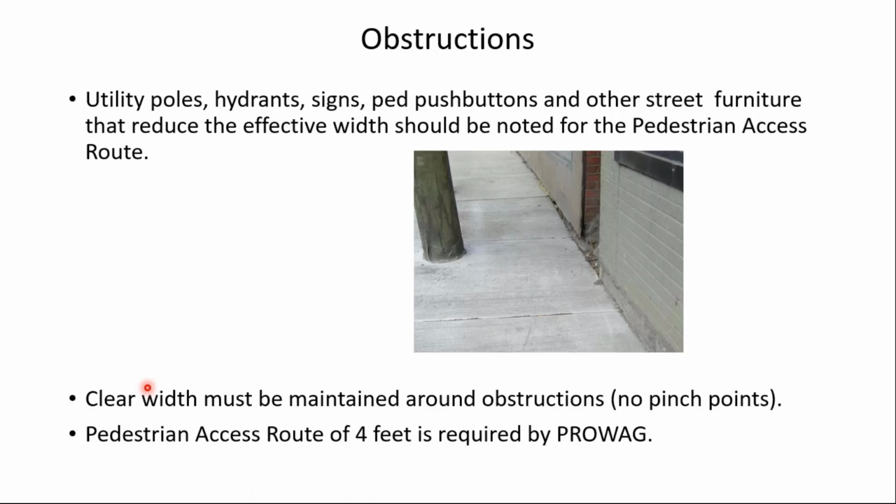Should also mention obstructions. These are the physical features like poles, hydrants, signs, pedestrian push buttons, benches, bike racks, other street furniture that can reduce the effective width of the sidewalk. And this needs to be noted, and if possible, those obstructions, of course, shouldn't be there. They should be moved or relocated. We do need to, under PROWAG, maintain clear width around obstructions. And PROWAG, of course, requires a 4-foot minimum pedestrian access route.